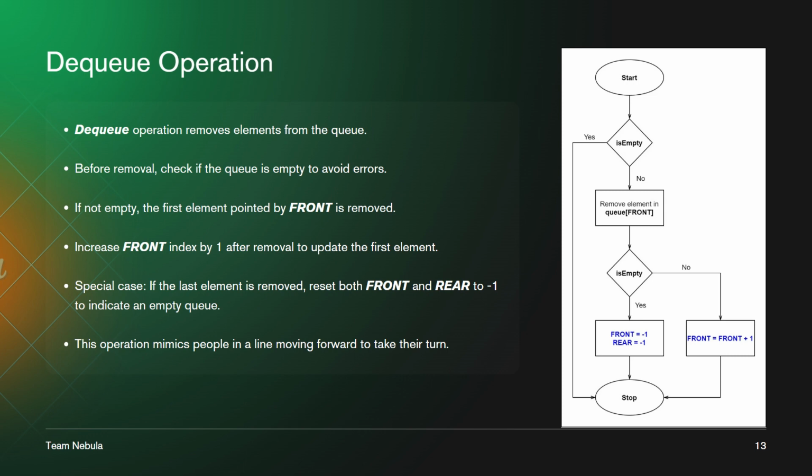And there you have it. That's how the dequeue operation works in a queue. It allows us to remove elements from the front of the queue, just like how people in a line come forward and get their turn.